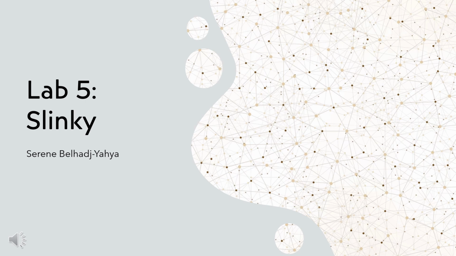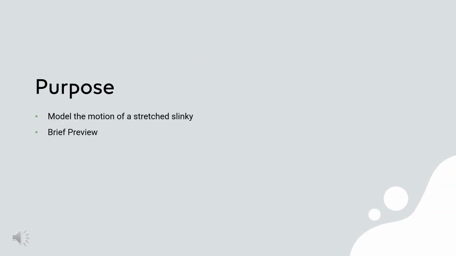Hello, I'm Serene Belhadj, and this is my Lab 5 report on the motion of a slinky. The purpose of this lab is to model the motion of a stretched slinky dropped from static equilibrium as seen in the video, and analyze whether the model slinky stays stationary just like the slinky in the video. The preview is that the results depicted the slinky to remain stationary and then have a downward slope.